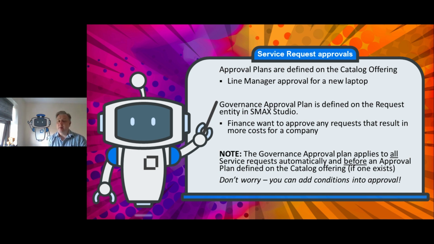Now, the governance approval plan applies to all service requests automatically and occurs before any approval plan defined on the catalog offering. So you can have a situation where both approval plans, the governance approval plan and one specific for a service request, get applied at the same time. Look, don't worry, you can add conditions into your approval, so you can bypass them if you do that. And we'll talk about that in a bit in one of our other sessions that we've got planned.